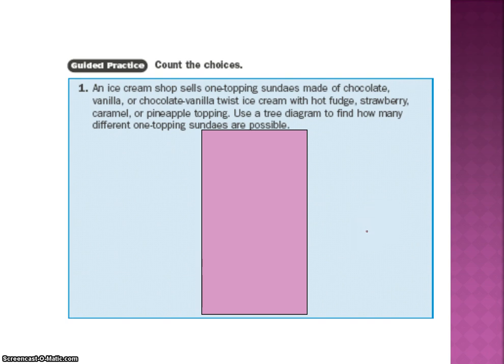For example 1, count the choices. It does tell you to use a tree diagram, so please use a tree diagram. An ice cream shop sells one-topping sundaes made of chocolate, vanilla, or twist. You can get hot fudge, strawberry, caramel, or pineapple. And so you do that for each of them. How many different choices are there? 1, 2, 3, 4, 5, 6, 7, 8, 9, 10, 11, 12.